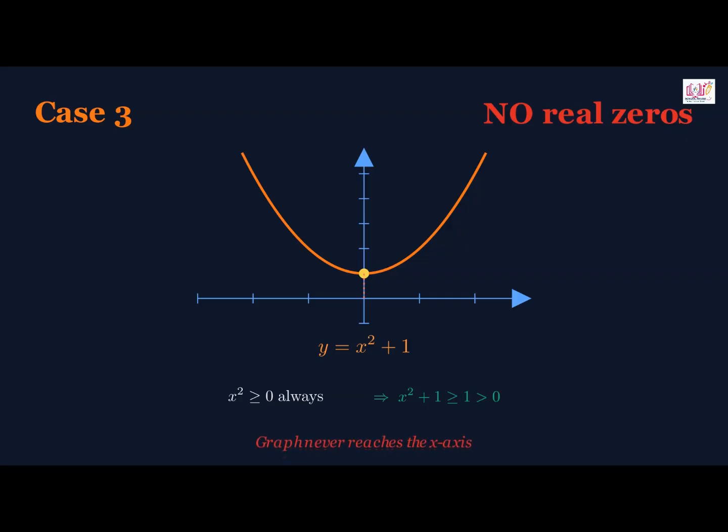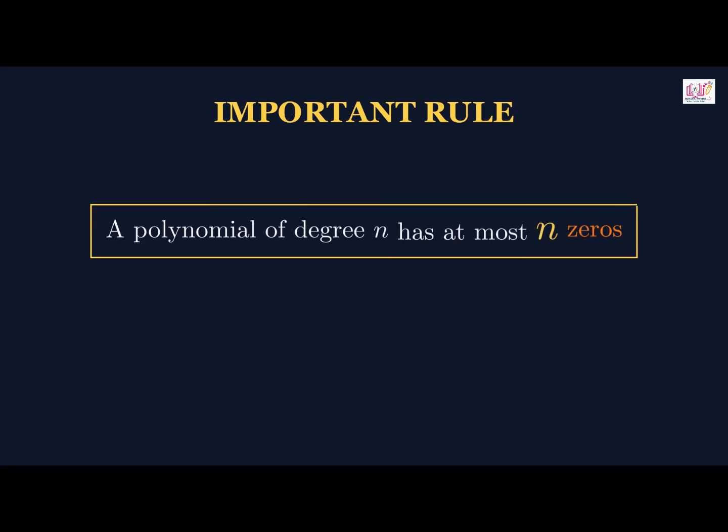Because x squared is always 0 or positive and we are adding 1, the result is always greater than 0. The graph never reaches the x-axis. So a quadratic polynomial has either 2 zeros, 1 repeated zero, or no real zeros. Never more than 2. And this leads us to one of the most important rules in this chapter.